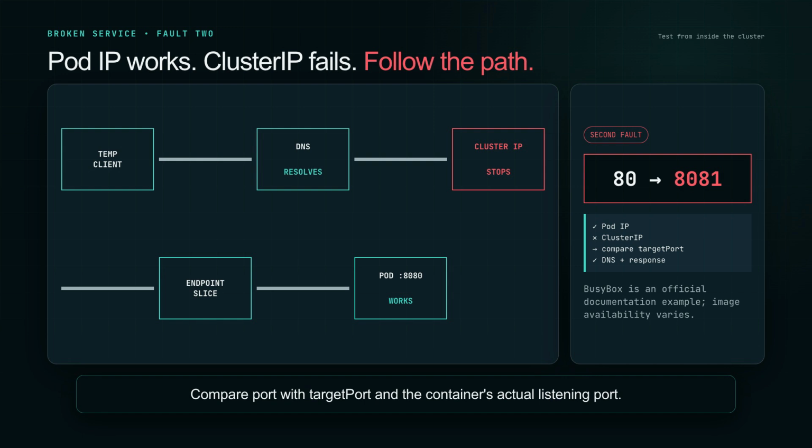Compare port with targetPort and the container's actual listening port. Here, targetPort points to the wrong number. Correct it, then verify the pod IP, cluster IP, service DNS name, endpoint slice, and response. The temporary busybox image shown is an official documentation example. Image availability can differ in a lab.